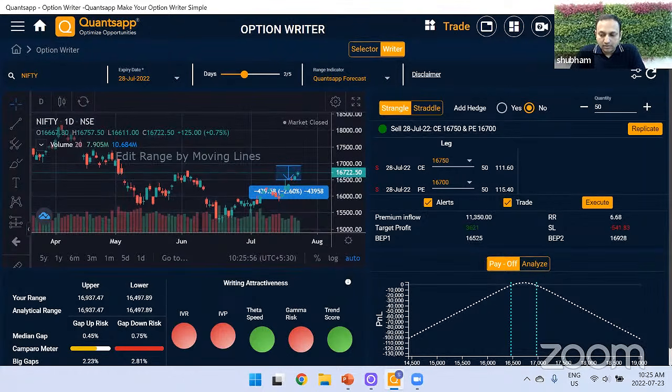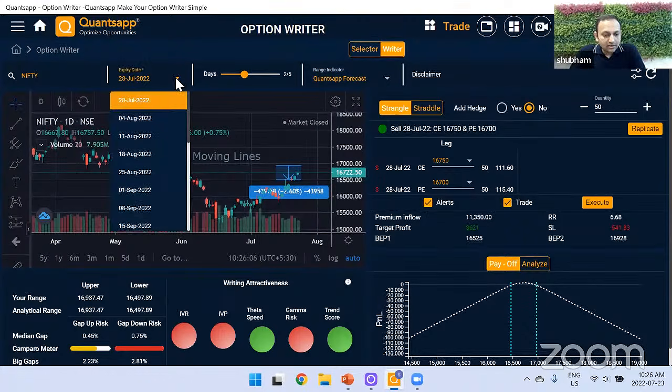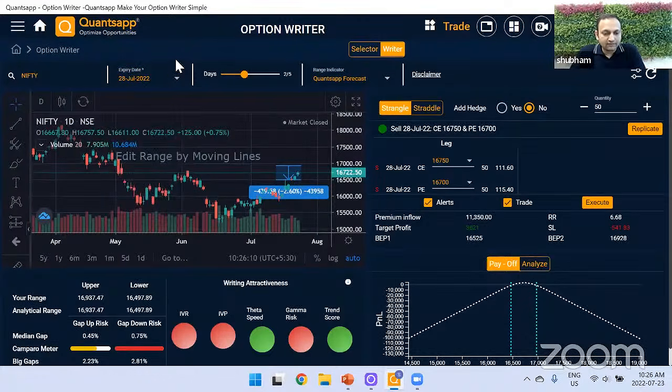If you see this, by default we have Nifty as an instrument, and obviously you can choose the expiry that you want. For now, the nearest expiry is 28 July, which is both the weekly as well as the monthly expiry. And by default, the days is selected as two.